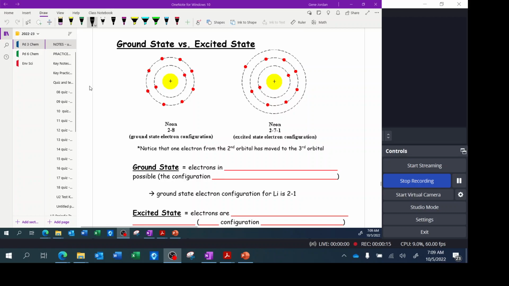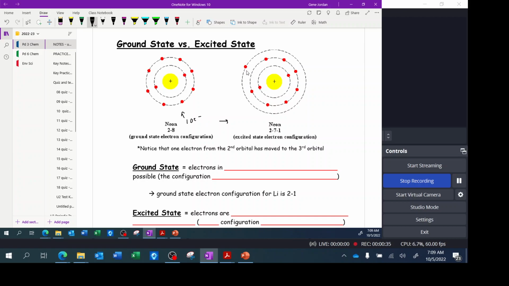Notice on page 23 we have neon and neon, both the same atom. There's nothing different about the number of protons. Number of electrons, if we count them up, they're the same. There's 10 electrons in both of them. So that's not a problem, but the configuration of the electrons is different.